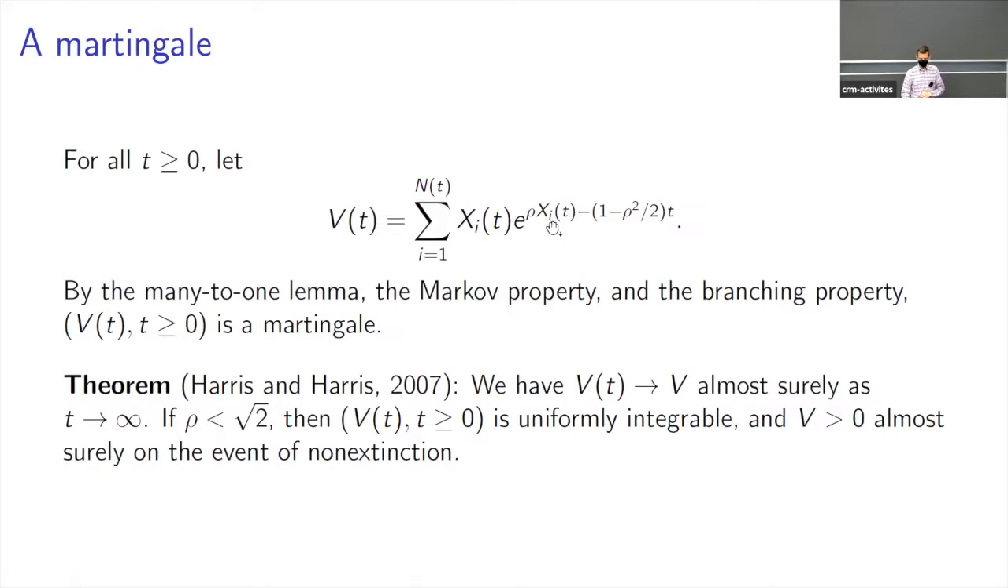Now, because this is a non-negative martingale, it converges almost surely to a limit which I will call v. Of course, if the drift is greater than or equal to the square root of 2, the branching Brownian motion is going extinct, so this limit v has to be 0. However, in the supercritical case where the drift is strictly less than the square root of 2, John Harris and Simon Harris showed that this martingale is uniformly integrable, and on the event of non-extinction, this limit random variable v is almost surely strictly positive.